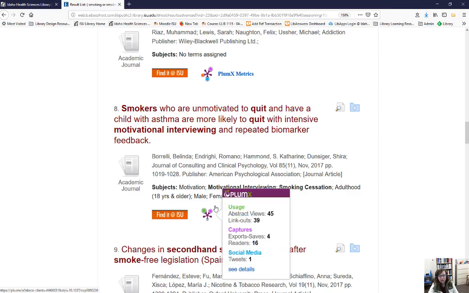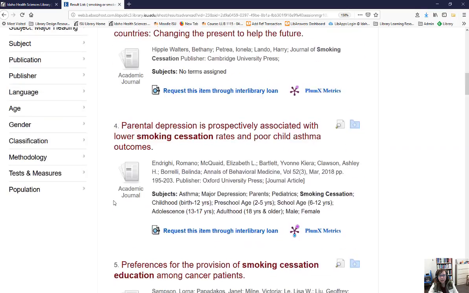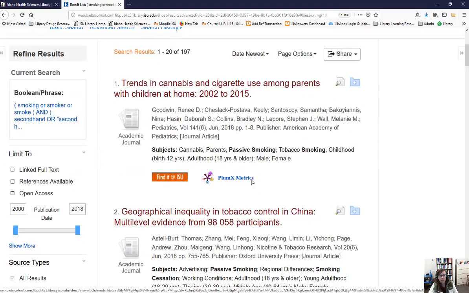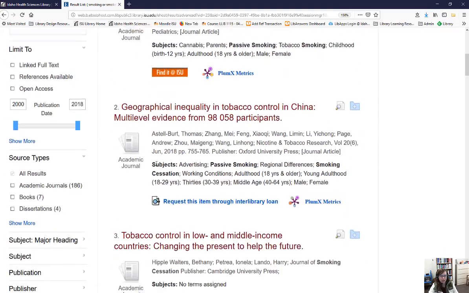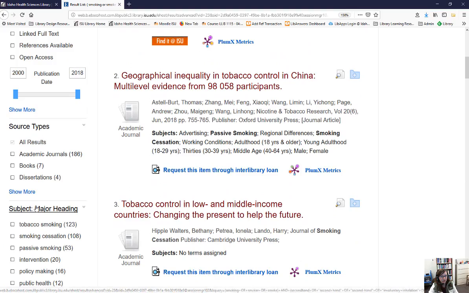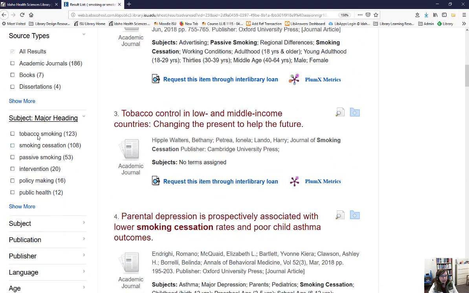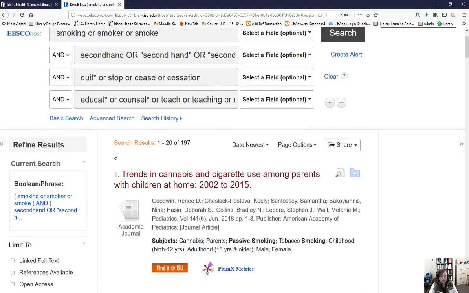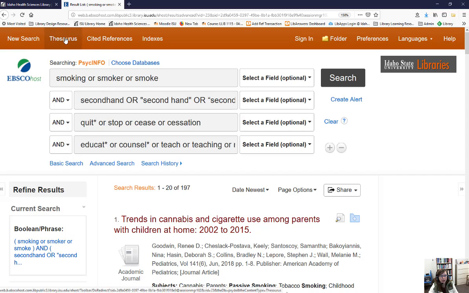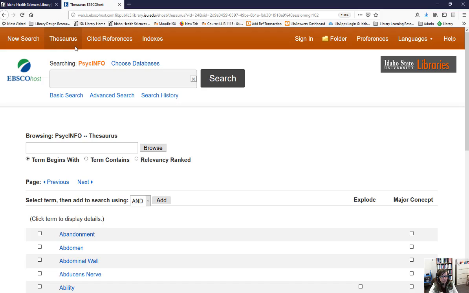So what I wanted to show you, what we learned in the research notebook, is that not only can I find subject headings over on the left-hand side of the pane, I can also find subject headings by going up to the top of the database and clicking Thesaurus. So if I am looking for terms related to smoking in the thesaurus, I can open the thesaurus up and just type smoking in.